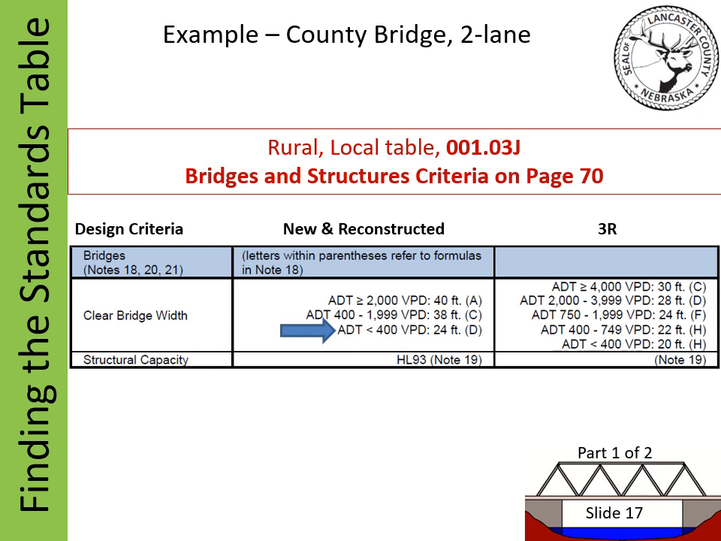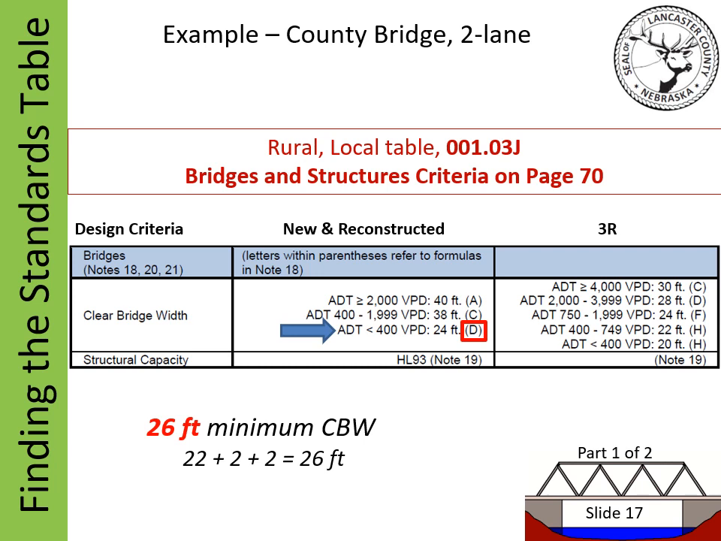Knowing more about Note 18 and how the tables work for structures, let's determine the minimum clear bridge width based on the formula. Formula D is required for the under 400 vehicles per day group. Formula D from Note 18 on page 53 requires a minimum of 2 feet each side to be added to the planned traveled way. The planned traveled way width is assumed to be 22 feet in this case. Adding 2 feet to each side results in a 26-foot minimum clear bridge width.